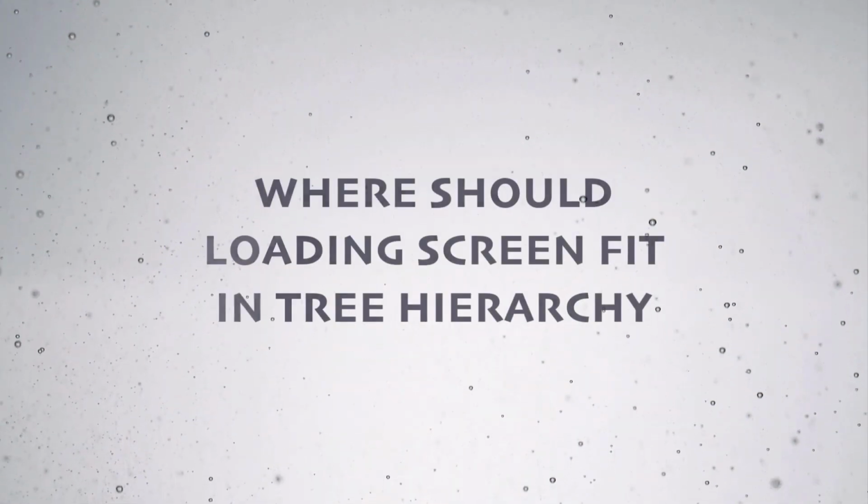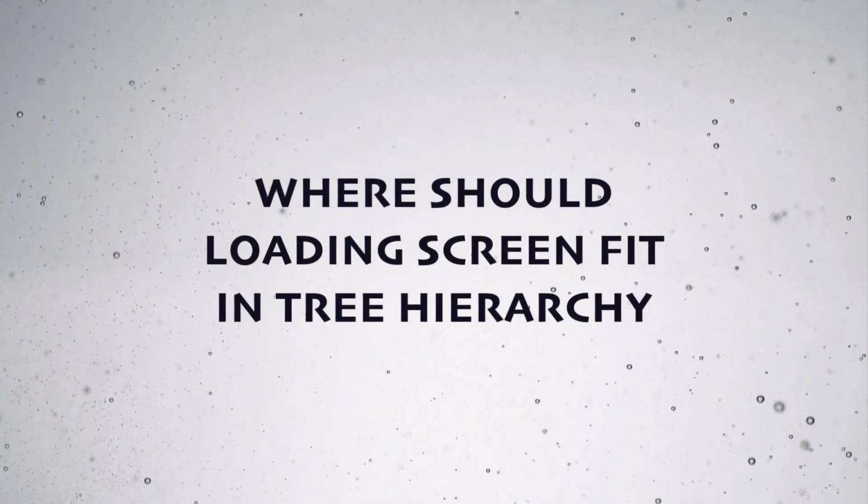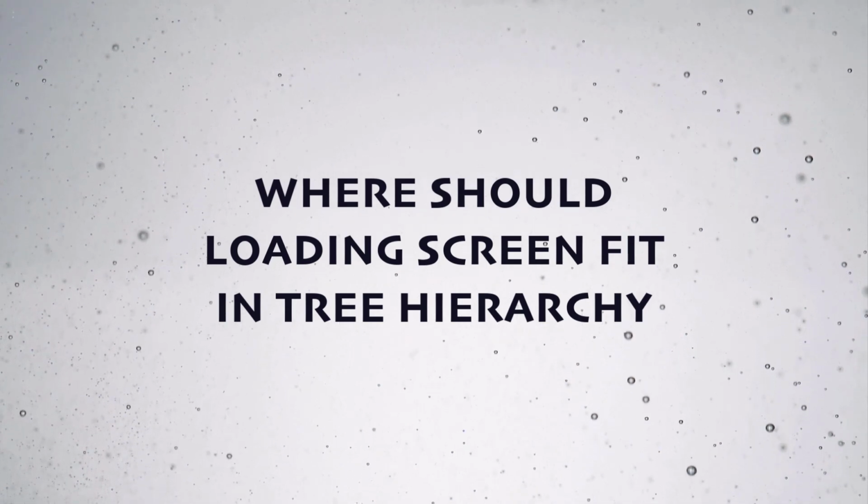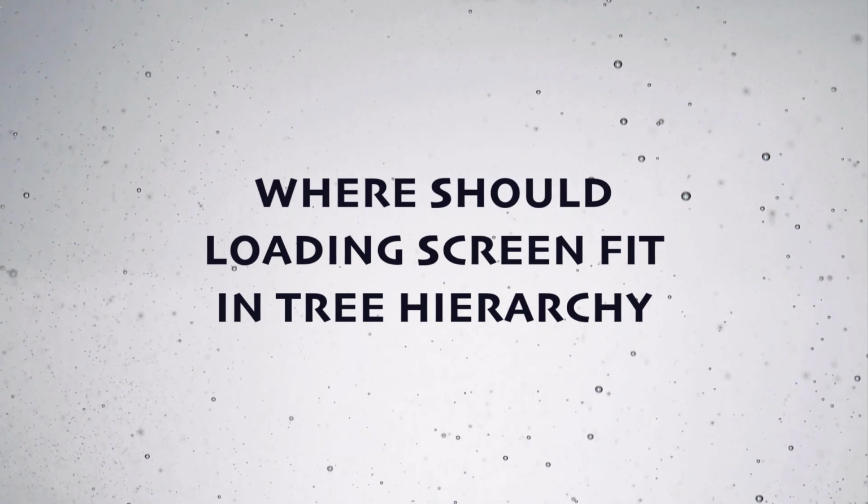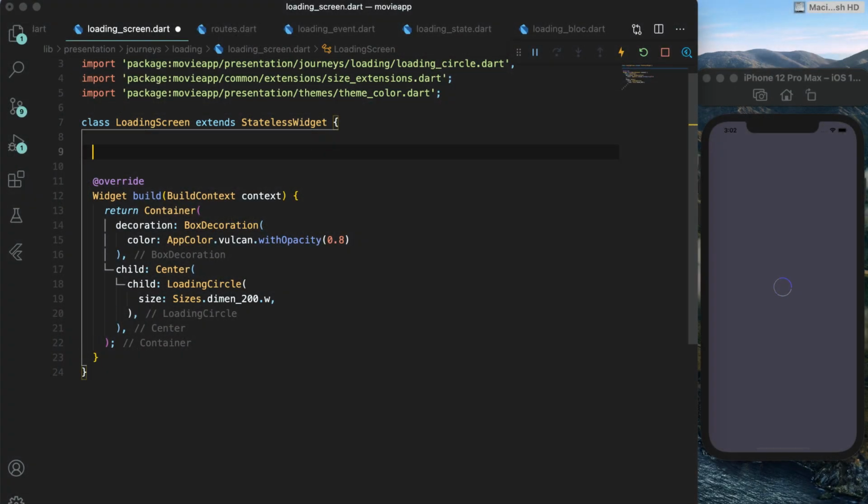Now, after the bloc, where in the tree hierarchy should this loader be put? The loader will be loaded on top of the main screens, so we will use a stack widget where each screen will be the first widget and loading screen will be the second widget. Now let's handle the bloc and add the stack in the loading screen first.